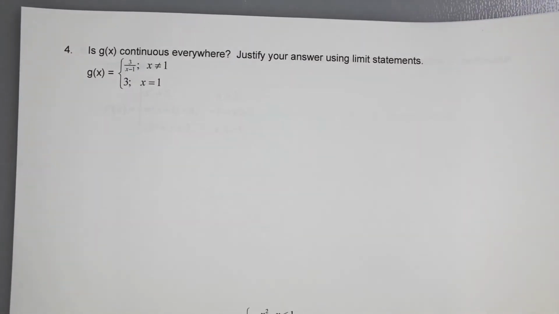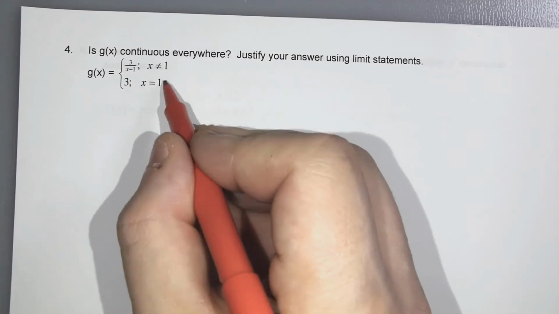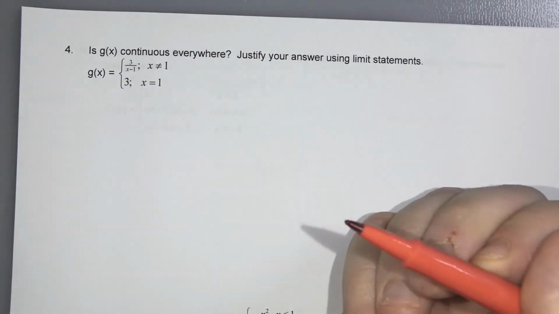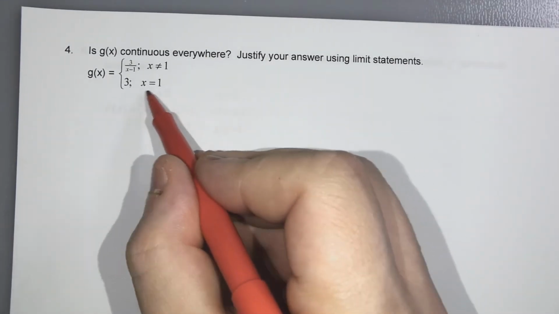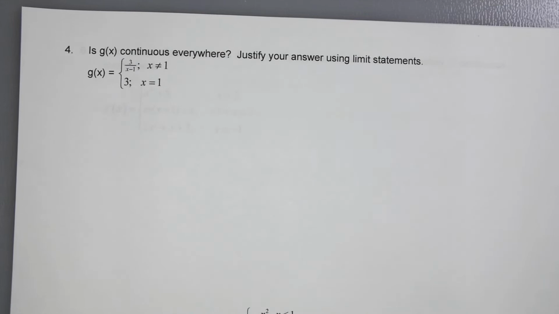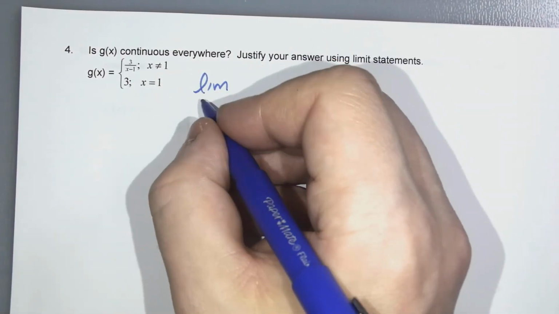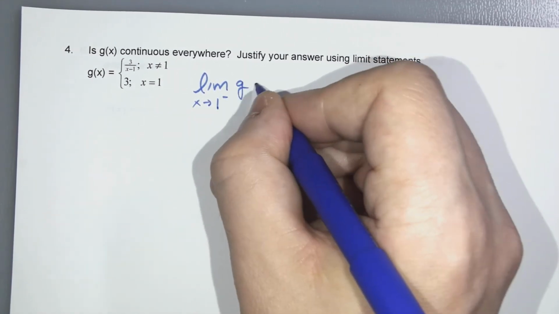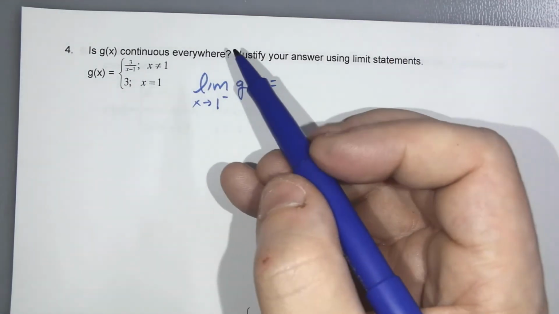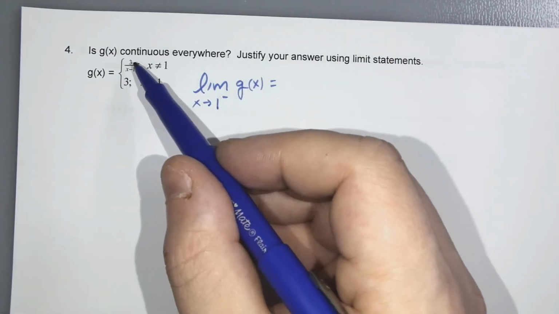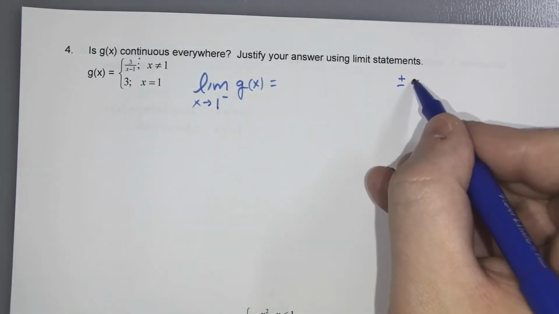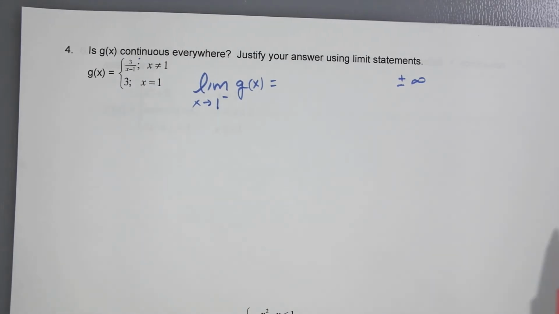Is this function continuous everywhere? Well, there's only one issue, right? 1. All of the other numbers are fine. Any number you plug in here except for 1 is good, and you even have a value when you plug in 1. Namely, you get 3. So let's first check to see if we have a limit. What is the limit as x approaches 1 from the left of g of x? So that means we would be coming in on this part from the left, which would be 3 over 0. That's either plus or minus infinity. Which is it going to be?